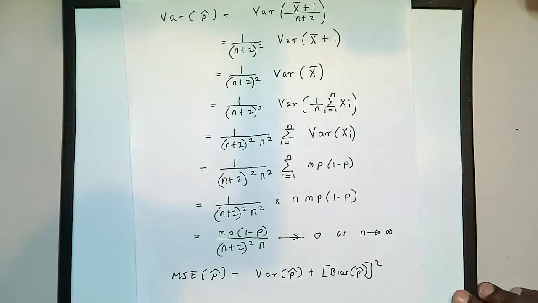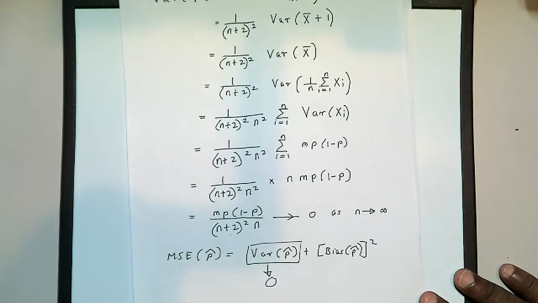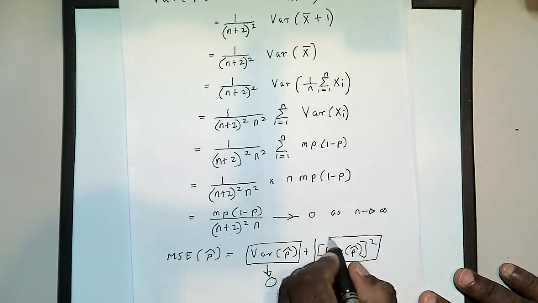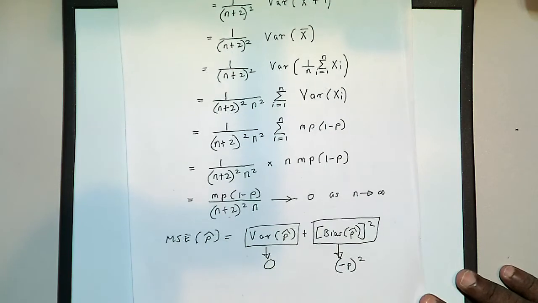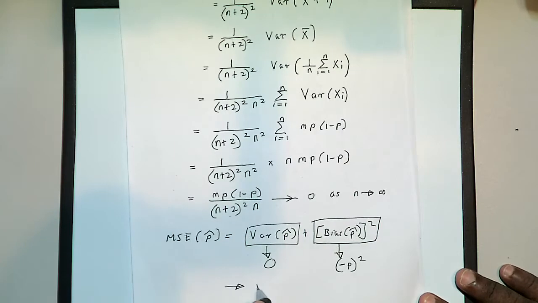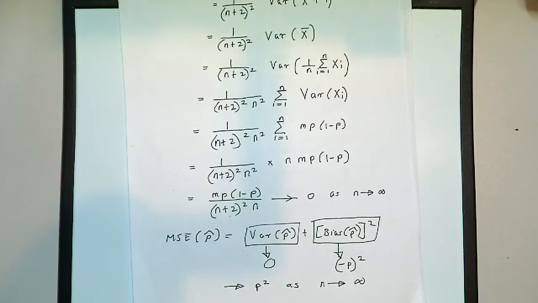of these two quantities, right? We know that this guy here approaches 0, but this guy here approaches minus p squared, right? So hence, the sum of them approaches p squared. So what this means is that this estimator is not consistent and is not unbiased. So on both counts, it's not a good estimator.